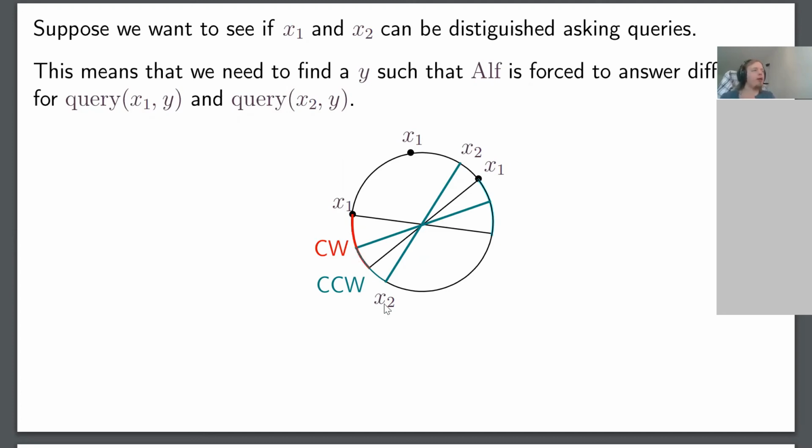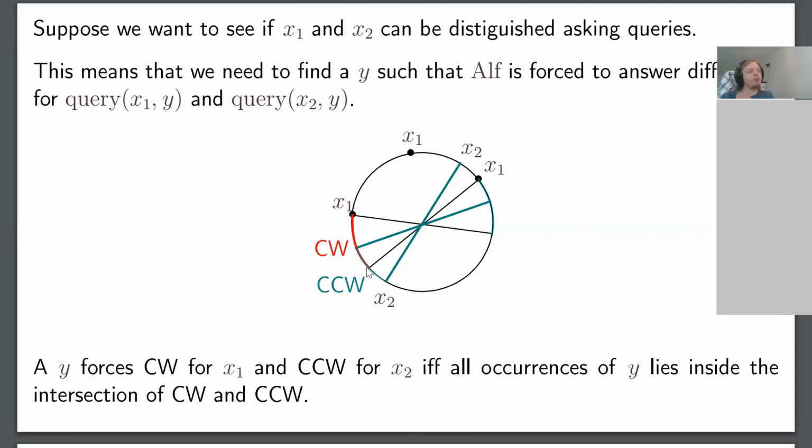Our goal is to try to distinguish x1 and x2, right? What it means for a y to be able to distinguish them is that all occurrences of that y must lie inside their intersection. Only if it lies inside this intersection will alpha be forced to answer clockwise for x1 and counterclockwise for x2.